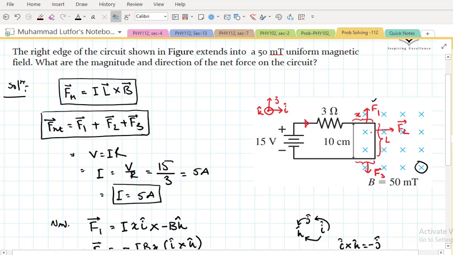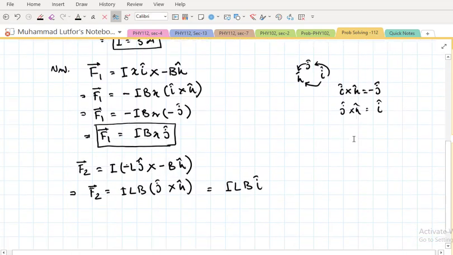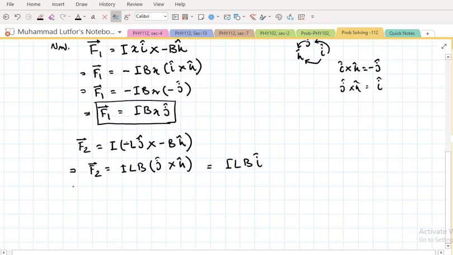I can use the right hand rule also. What I'll do, I'll put my index finger towards downward and keep my palm into the screen. Then if I rotate the rest of my fingers towards the second vector, that means into the screen, I'll find out my thumb would be towards that direction. So that's why this will also be the direction of F2. I can also find this out mathematically. Fine. So my F2 is I L B I hat.